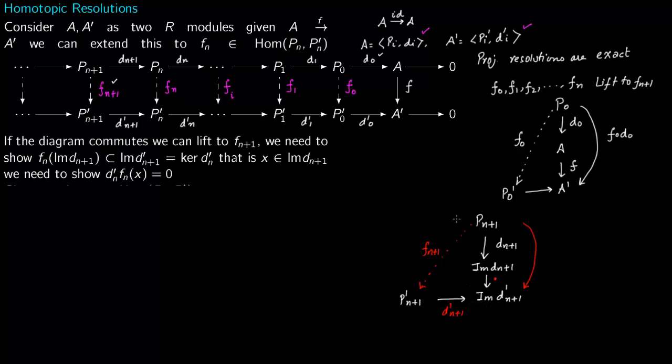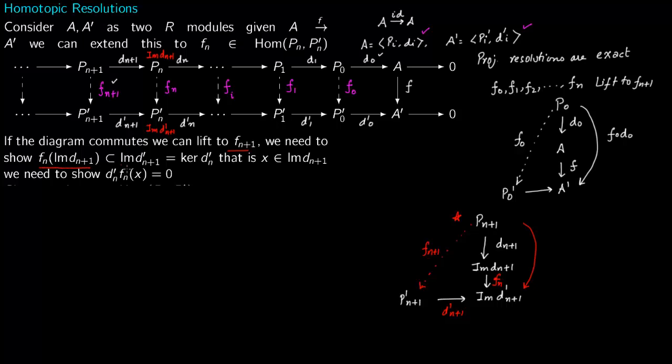So if the diagram commutes, that is, if this triangle commutes, we can lift to fn plus 1. So what we need to show is that fn acting on the image of dn plus 1, so fn is here, the image of dn plus 1 lies right here. This is where the image of dn plus 1 will lie, and this is where the image of d prime n plus 1 will lie. We are saying that fn acting on the image of dn plus 1 will take you to d prime n plus 1. So the map here is just fn, and this map just satisfies the relationship, and therefore we are able to lift to fn plus 1. So we have to just show this.